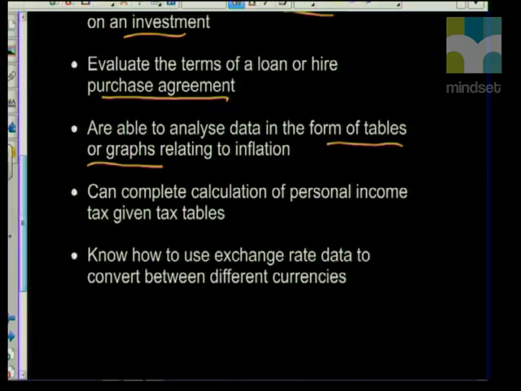You also need to be able to analyze all sorts of information that comes in the form of tables and graphs, particularly that relating to inflation. Now remember what inflation is. It's that measurement of an average set of goods, a sample of goods, and it projects how much the price of that average set is going to change over a period of time.